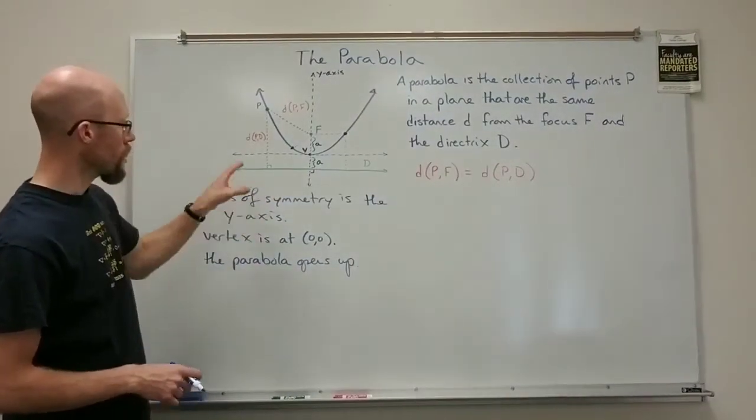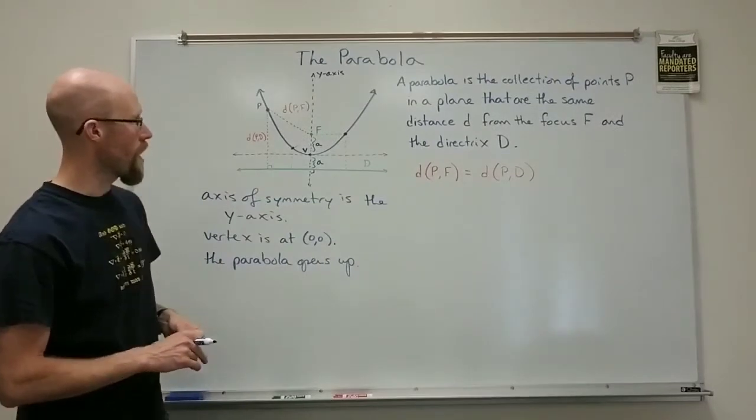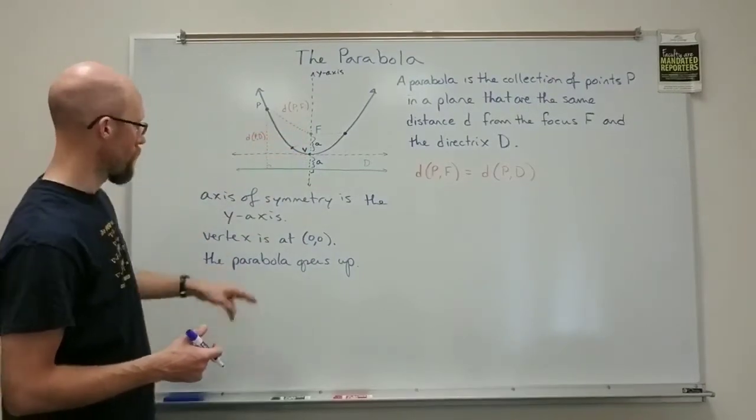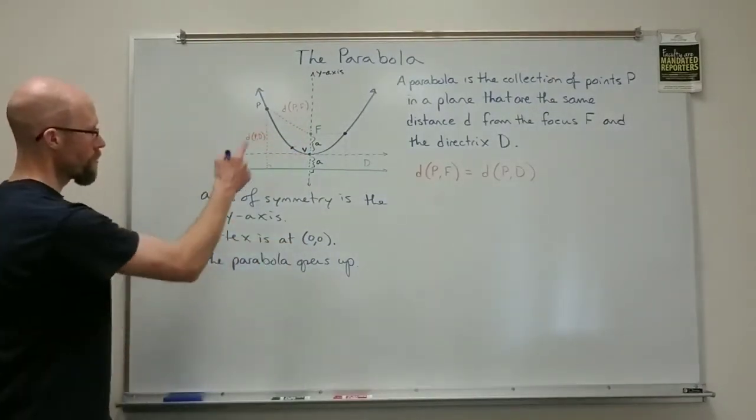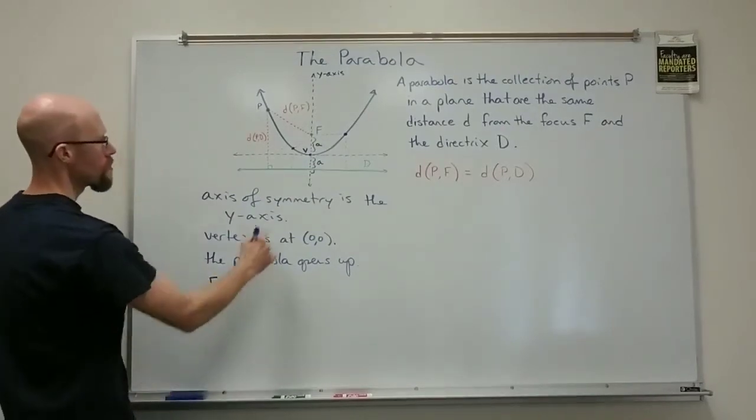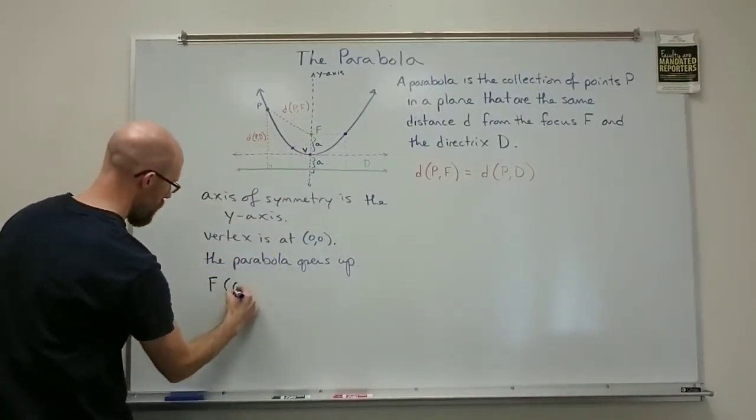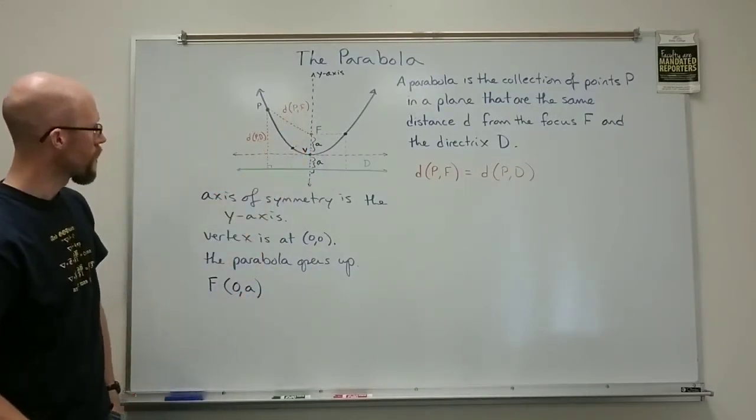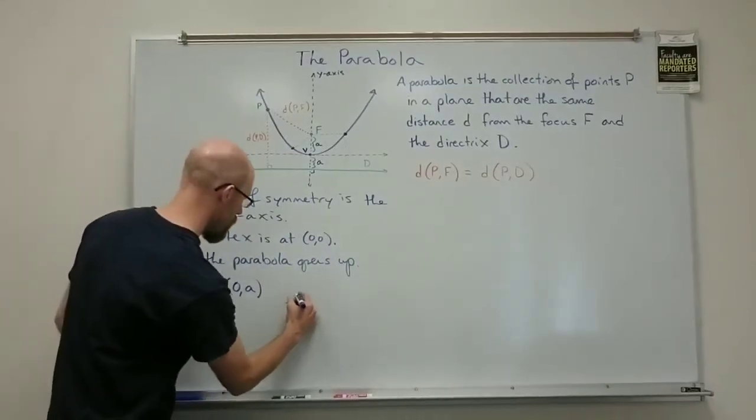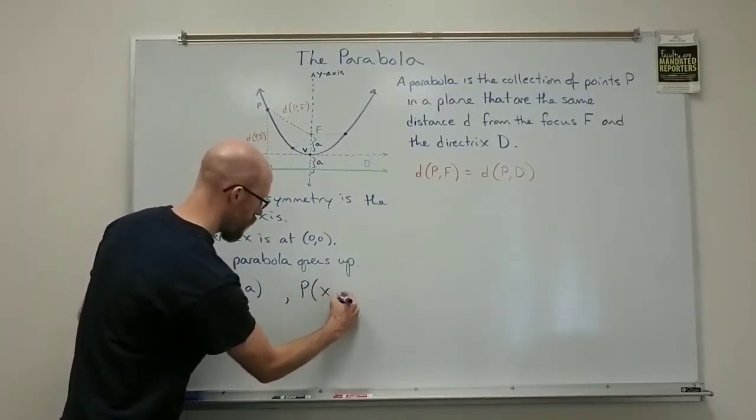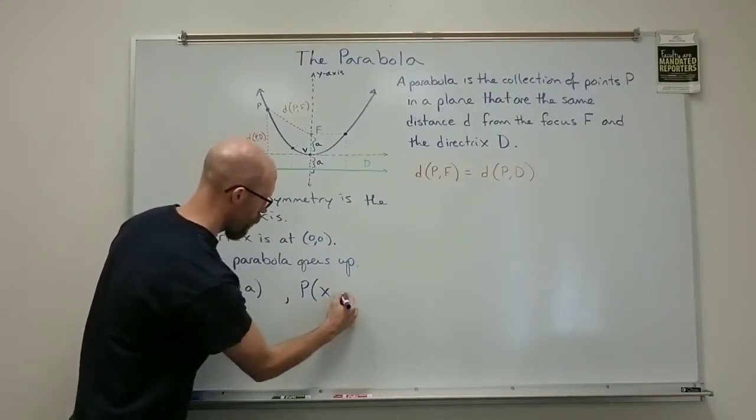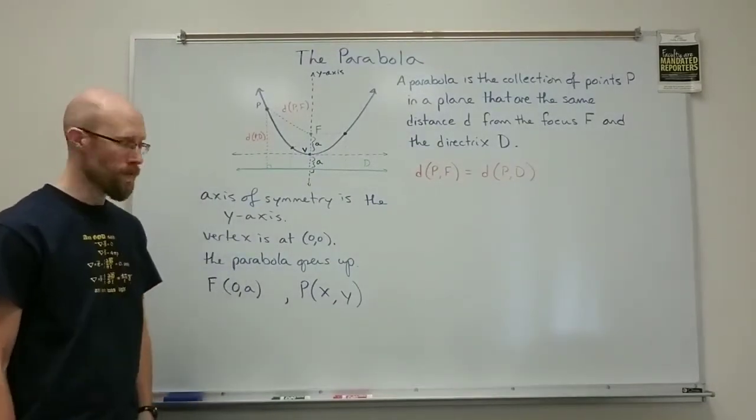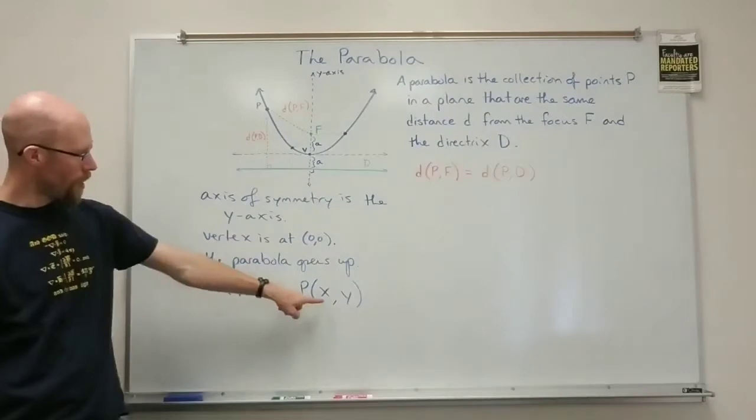So now, each of those features of the graph have a coordinate. The focus, the vertex, we already have the vertex's coordinates. The focus now, F, is going to be at the point 0, A, right? 0 in the x direction, A in the y direction. And the point P is just going to be any arbitrary point. We'll call it x, y because we want variables to represent arbitrary points on the parabola. Okay, so that gives us 3 points now.